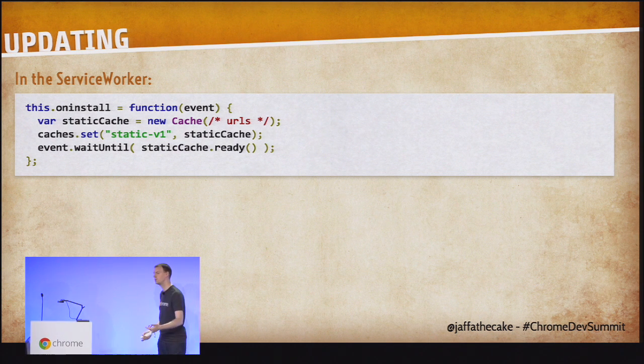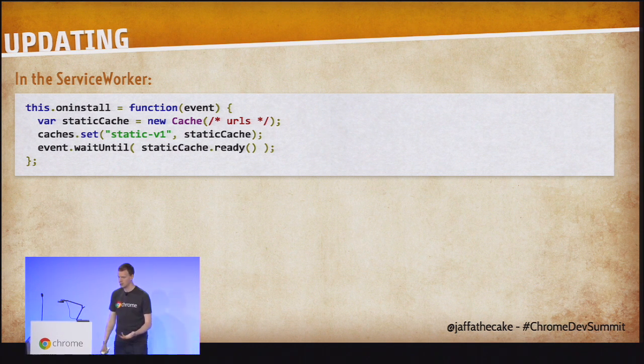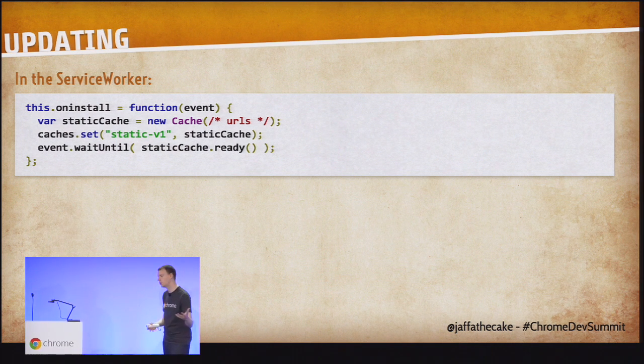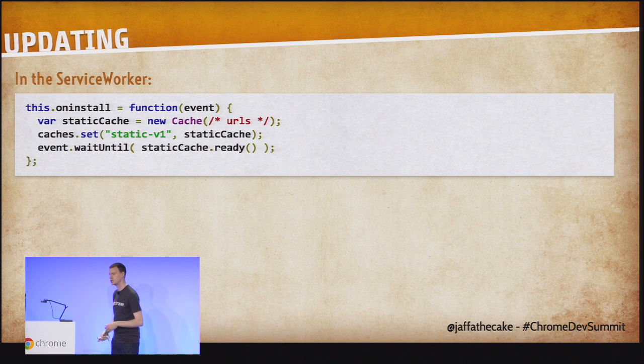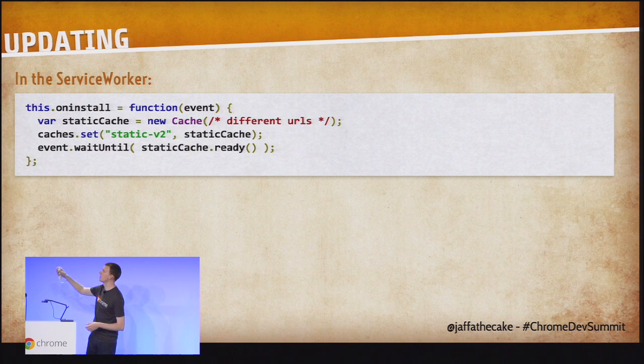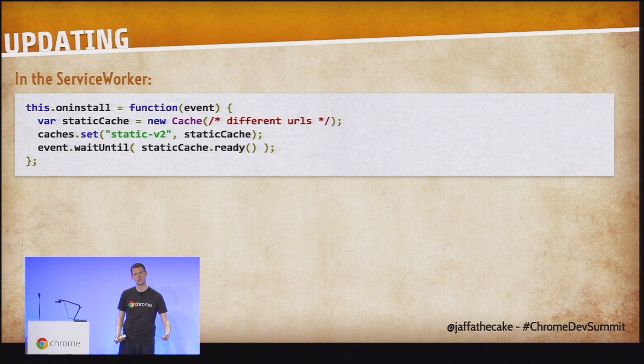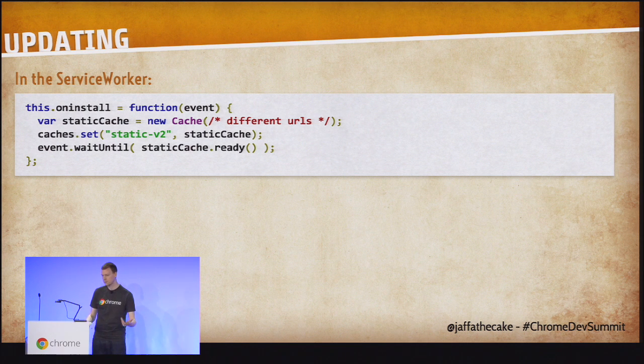It's going to check for updates on every page navigation. You can make this not happen with HTTP headers if you want, but by default, every page navigation. So just change stuff. I'm going to change the URLs. I'm going to use cache static-v2. That's fine. And the browser will pick up the byte differences in the file and go, oh, this is a new version of the service worker. Excellent.